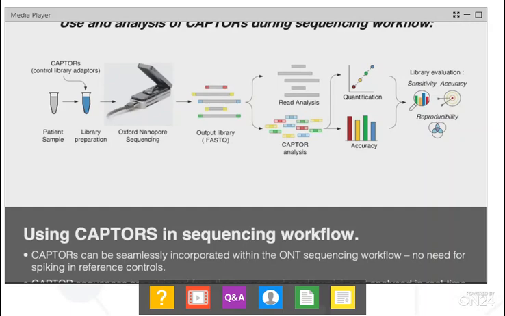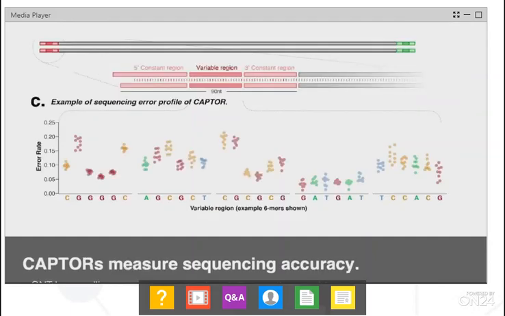And the analysis of those CAPTORs really starts to provide quantitative and qualitative measurements of the library performance. And given that this sequencing data is generated in real time for the Oxford Nanopore sequencing, we can also analyze the CAPTORs in real time. And this provides an ongoing measure of sequencing performance across the duration of the experiment. So what does this analysis of the CAPTORs look like, and what does it tell you about your particular library?